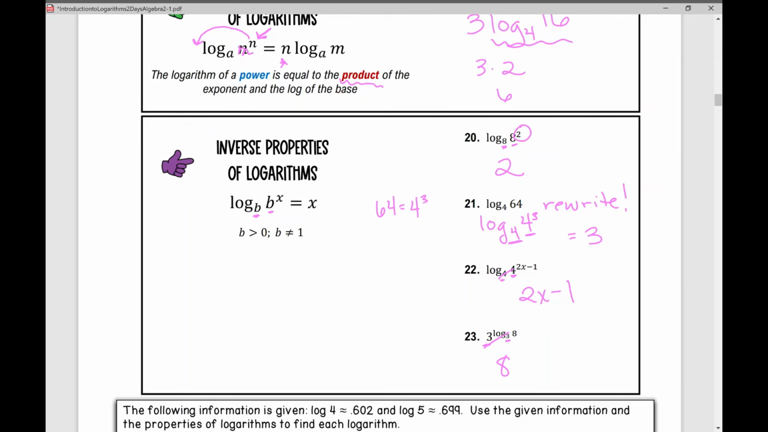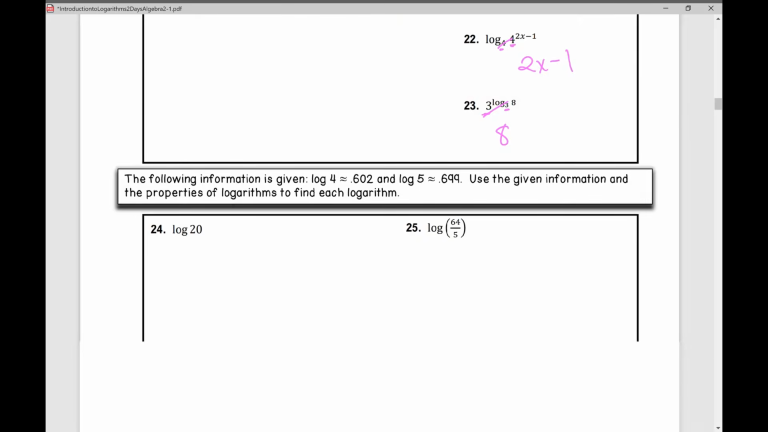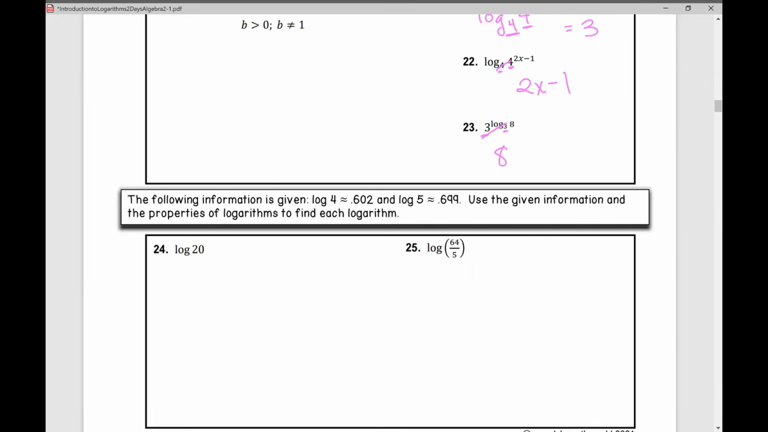Okay? Okay, moving on. The last two examples of today's lesson. I'm going to try to do these very quickly because I know this is a long lesson, but this is the last thing we're going to do today. So the following information is given. The log of 4 is approximately 0.602, right? I rounded to three places after the decimal, the thousandth place. And the log of 5 is approximately 0.699. So this is information that you're given. We're going to use this given information and the properties of logarithms to find each logarithm.